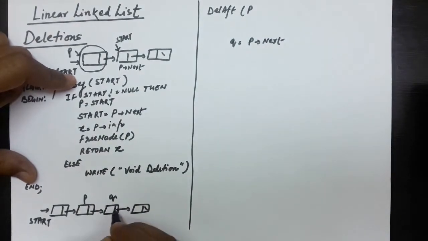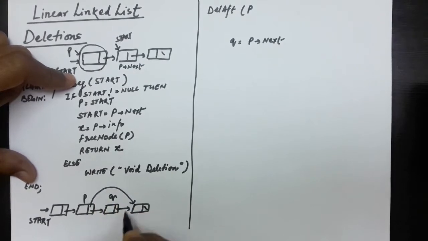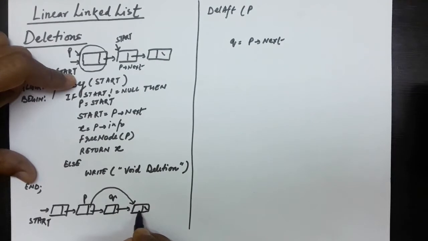Okay. Now what do we have to delete? We have to remove the Q node. For deletion of the Q node, we need to set the next field of P to point at this node. Since this node will be deleted, the link between this node and this node will be broken.